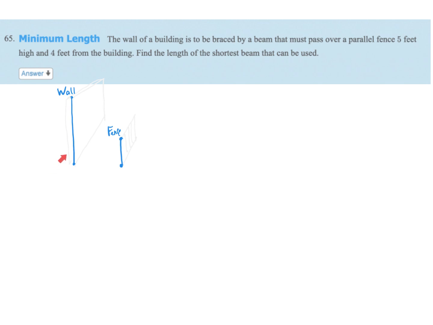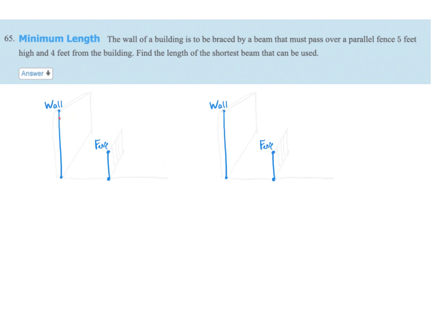Our wall, our parallel fence. The beam will attach to the wall, clear the fence, and then be fastened to the ground. So let's suppose that we're going to fasten it to the wall right here on the edge. It'll clear the fence and hit the ground. So that could look, for example, like this. Or it could look, for example, like this.